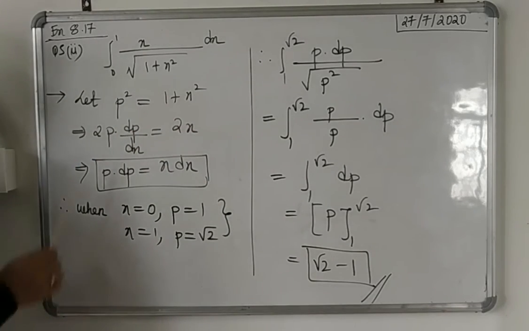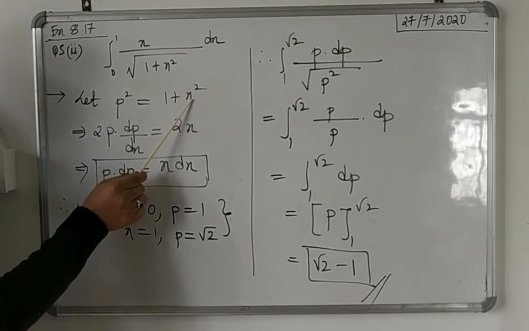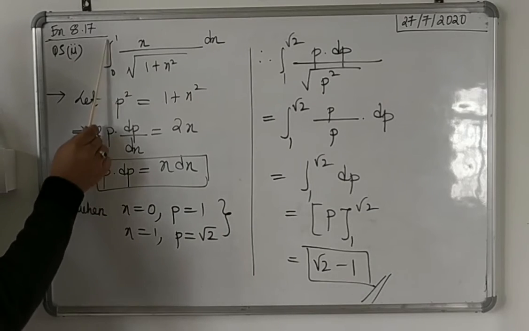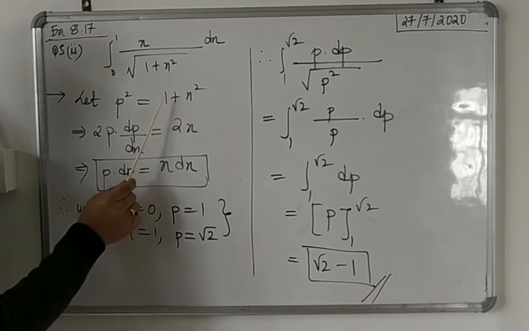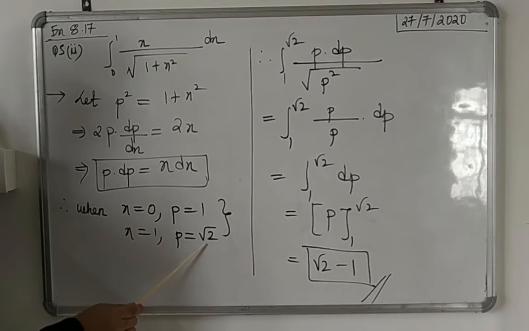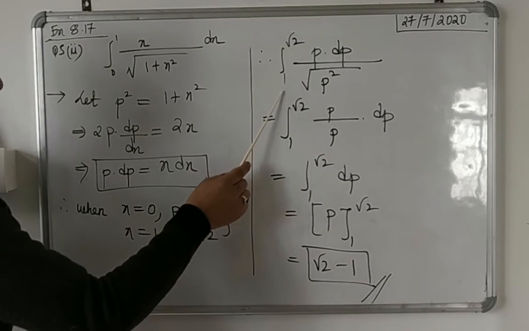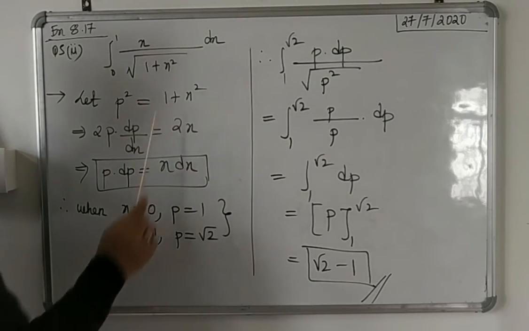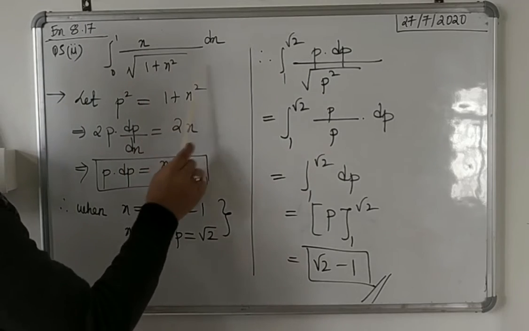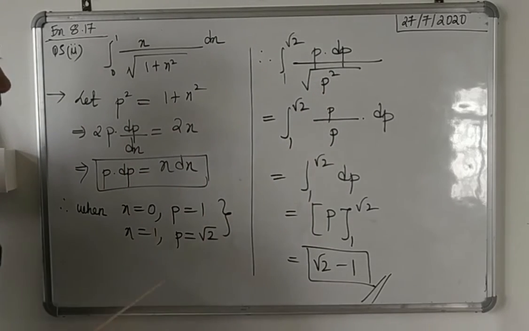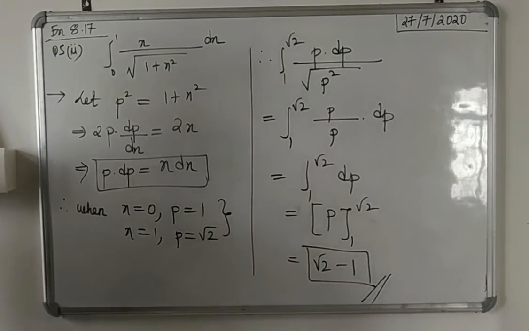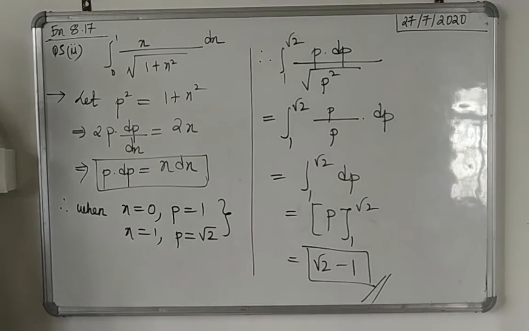Now we put the limits. What is the lower limit? 0. So when you put x equals 0, p square equals 1, so p is equal to 1. And when you put x equals 1, this is 1 square means 1, 1 plus 1 is 2, so p will be root over 2. Okay, so therefore the limits will be 1 to root 2. This is p dp, x dx means p dp divided by root over p square. Square gets cancelled out, p by p also gets cancelled out. So 1 to root 2 dp, integration of dp means p, so root 2 minus 1. Please pause the video and note it down.